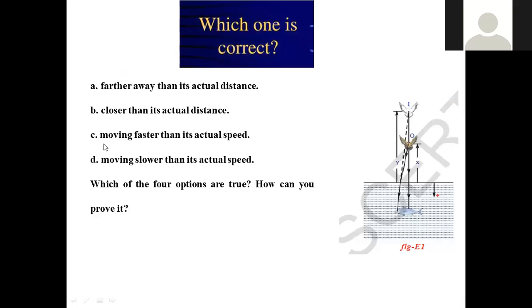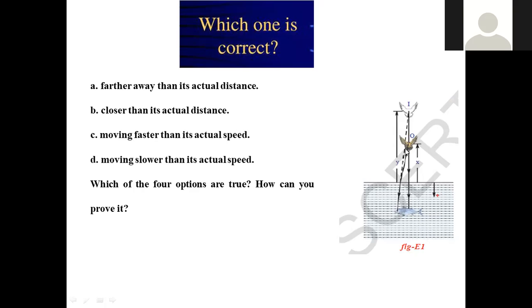Which one is correct? Four options are given: farther away from the actual distance, closer than the actual distance, moving faster than the actual speed, moving slower than the actual speed. So just now we got two inferences. One is A, second is C.